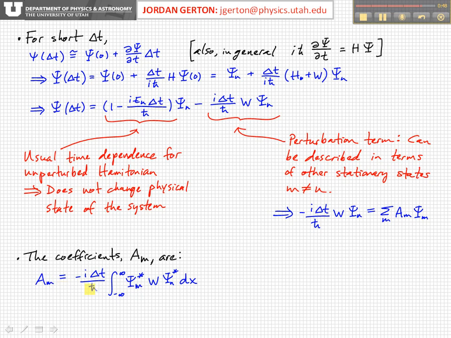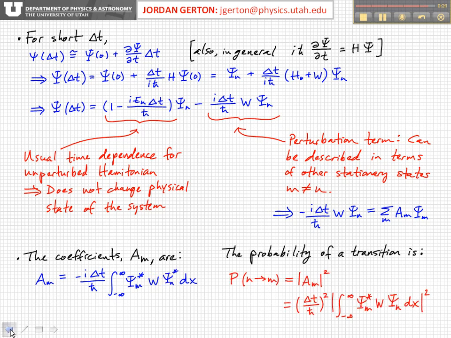Remember, what we do is we just project the new state. There should not be a star there. So I got rid of the star. We project the new wave function onto the mth eigenstate of the original unperturbed Hamiltonian, and that gives us the coefficient of interest in that expansion.